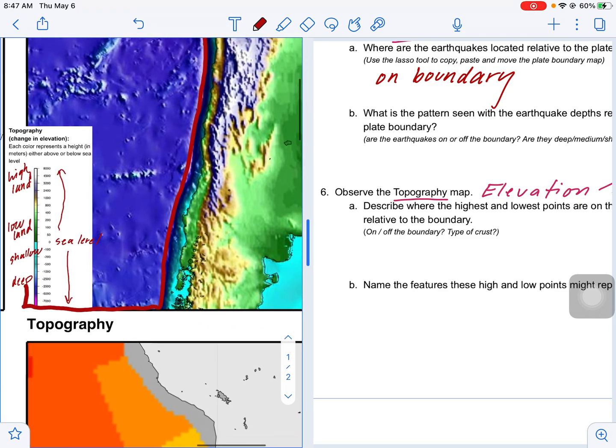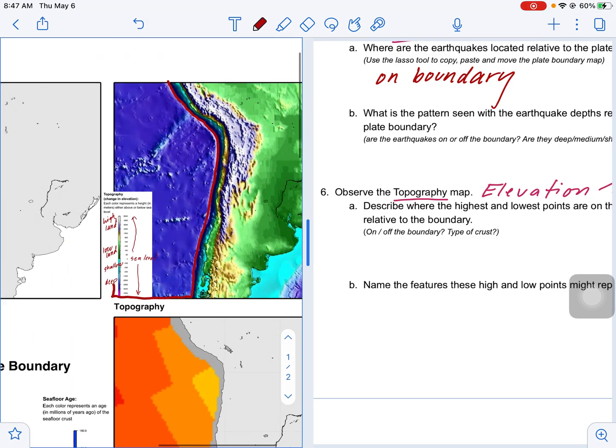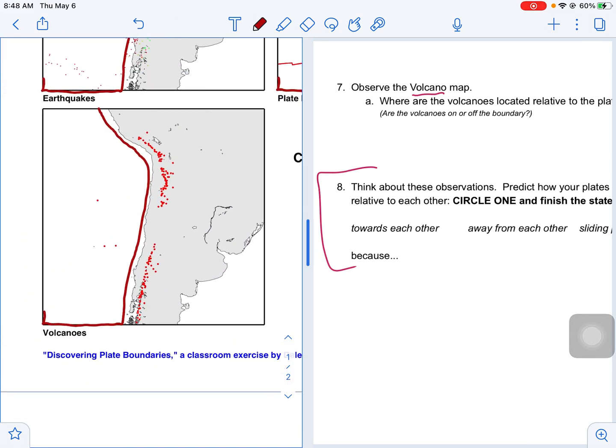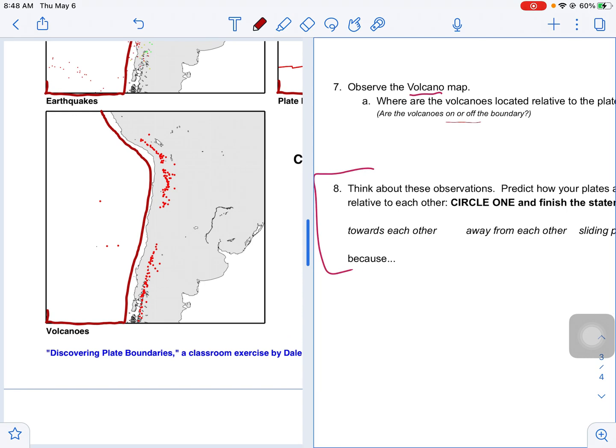So you're just looking through. On the boundary, what do we notice? Off the boundary, what do we notice? Is it just one side, both sides? Describe it out. And then see if you can name some of the features you're looking at. The last map here is volcanoes. Same kind of thing as the earthquakes. On or off the boundary, one side, both sides, just the land, just the water. The more details, the better.